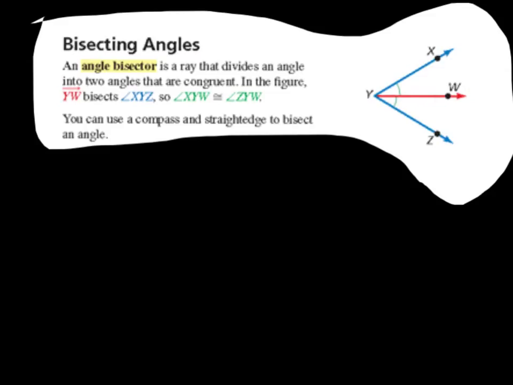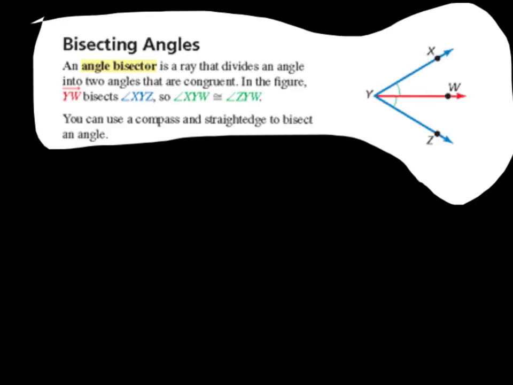So here we'll take a look at bisecting angles. Before we talked about segment bisectors. Well, what does a segment bisector do? It cuts a segment in half. Well, the same concept applies here. An angle bisector is a ray that divides an angle into 2 angles that are congruent. So in this figure, we have ray YW. Basically, that is the angle bisector. And the way you know that is those little congruent marks.